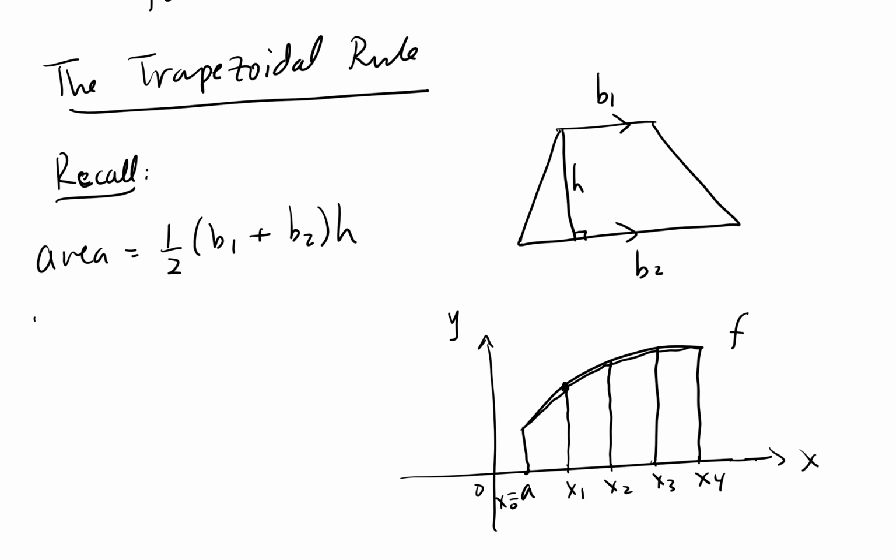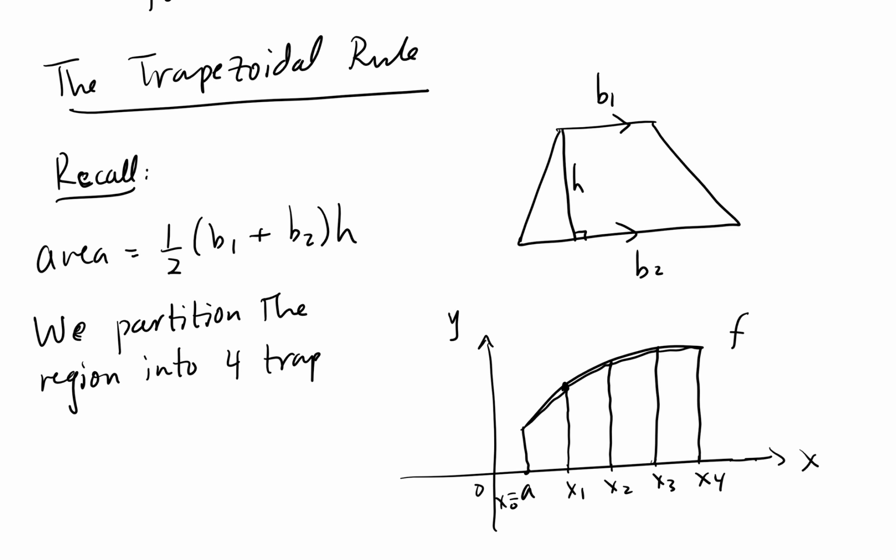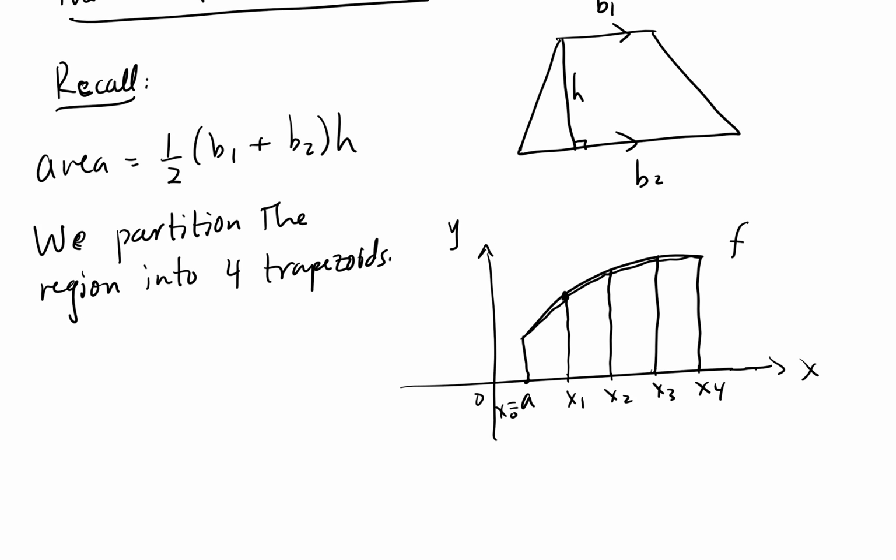So we partition the region into 4 trapezoids. And we're going to find the area for each one of them. This is delta x, delta x, delta x, delta x. So delta x is still b minus a over n.